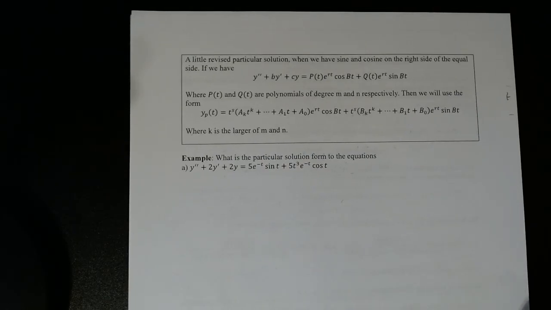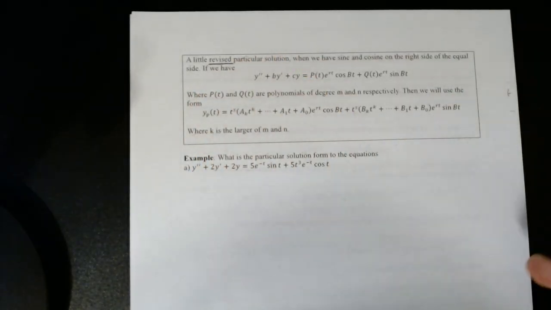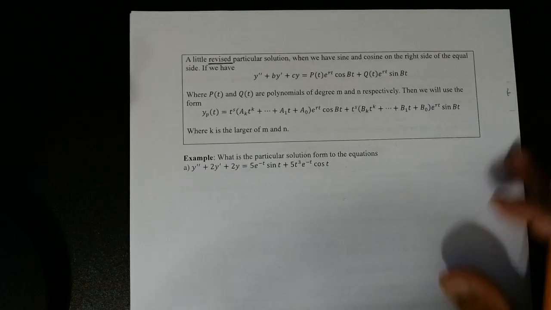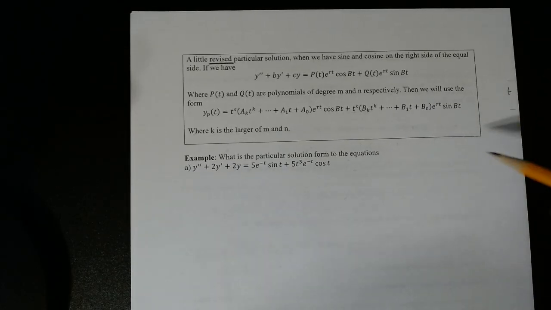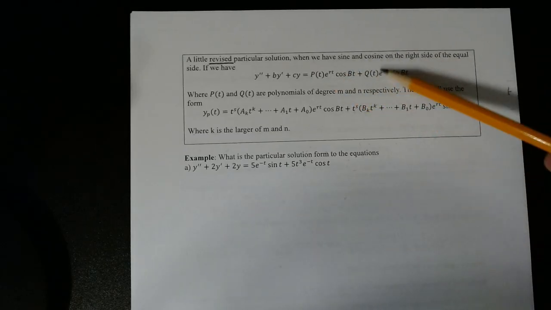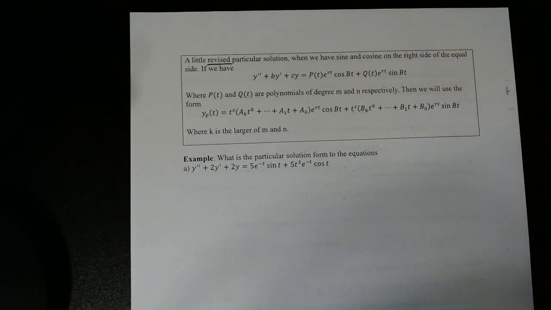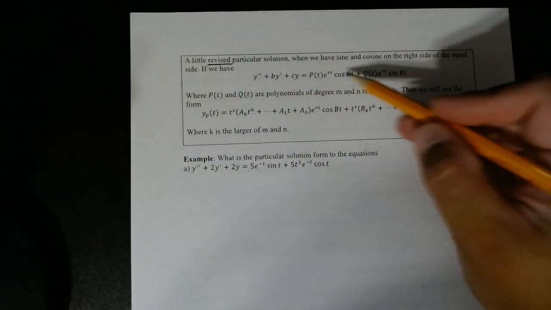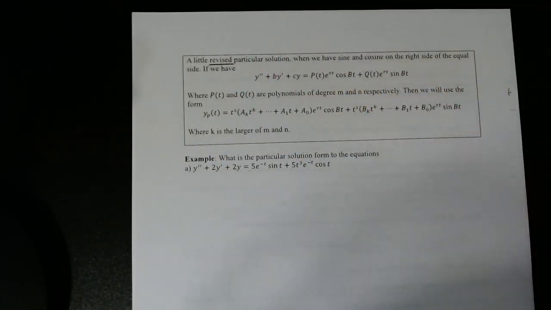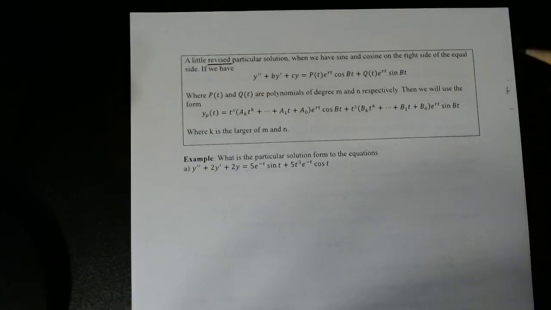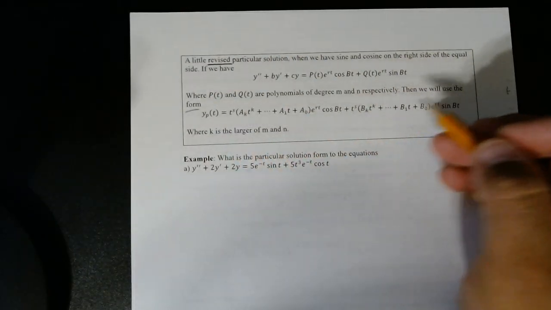Wouldn't it be nice to have a general solution for sine and cosine? And that's where this revise comes into play. So we're revising our particular solutions for sines and cosines instead of doing all that horrible mumbo jumbo and putting everything else initially together. Okay? So if we have sine and cosine on the right hand side, where p and q are polynomials of degree n and m respectively, so not the same degree, so opposite, 5 and 4 or 2 and 2, things like that. Therefore, our general form of our particular solution will look like this.